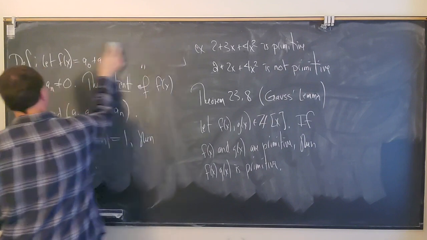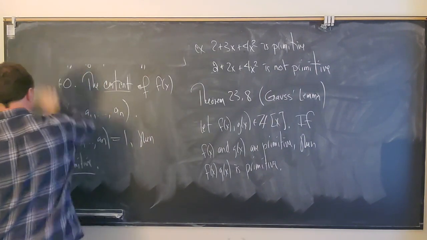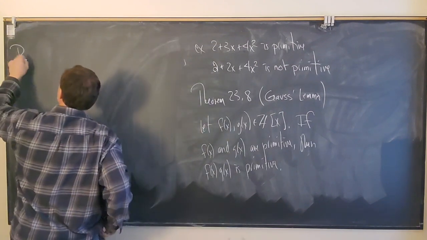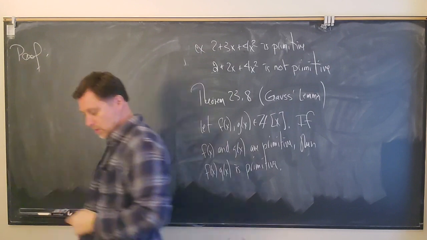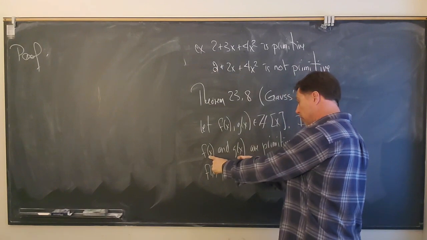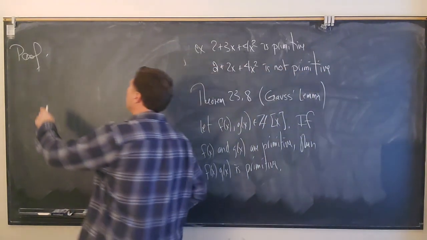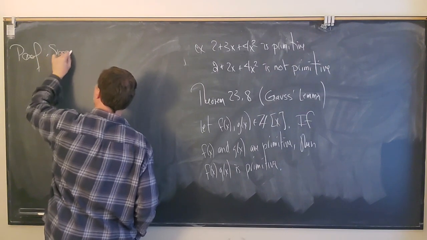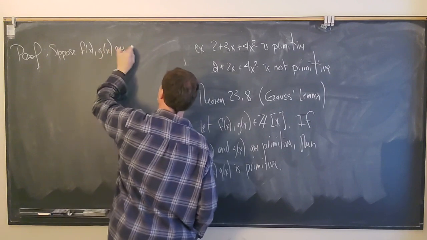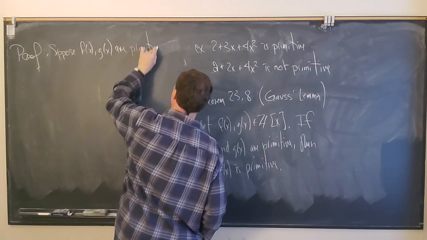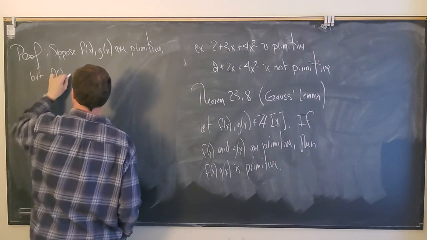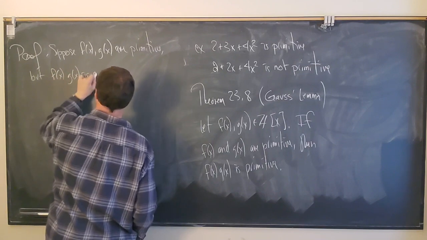And the proof is pretty slick, so pay attention and have fun with this one. What we're going to do is go by contradiction. We're going to assume that the two polynomials are primitive, but that the product is not. So suppose f of x and g of x are primitive, but f of x times g of x is not primitive.